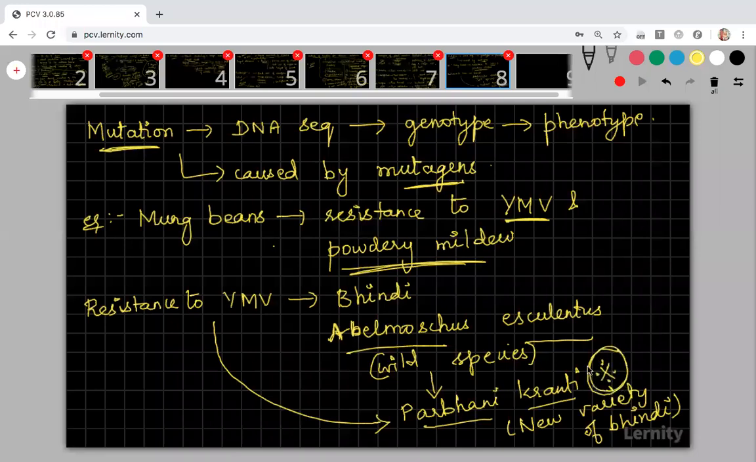Okay, so this is a very important NEET question. So many times it has been asked in your NEET exam. Okay, so please mark this. By this, we have completed the plant varieties that are resistant to disease.